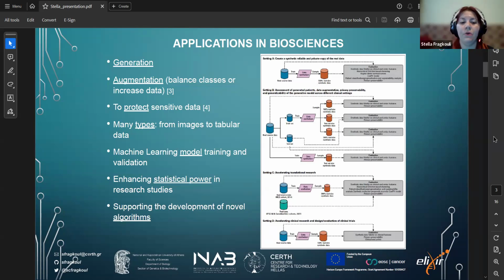And like I said before, there are many types of data, from images to tabular data, clinical data, NGS, etc. And of course, we can utilize this kind of trick to train and validate our machine learning models, enhance the statistical power of our studies, and also help support the development of novel algorithms, which we are going to focus on in a few moments.